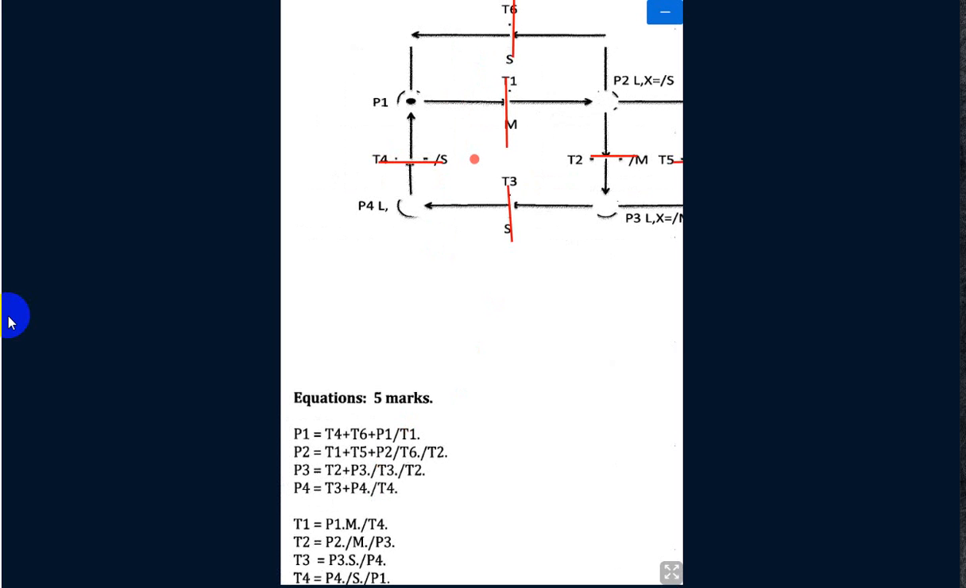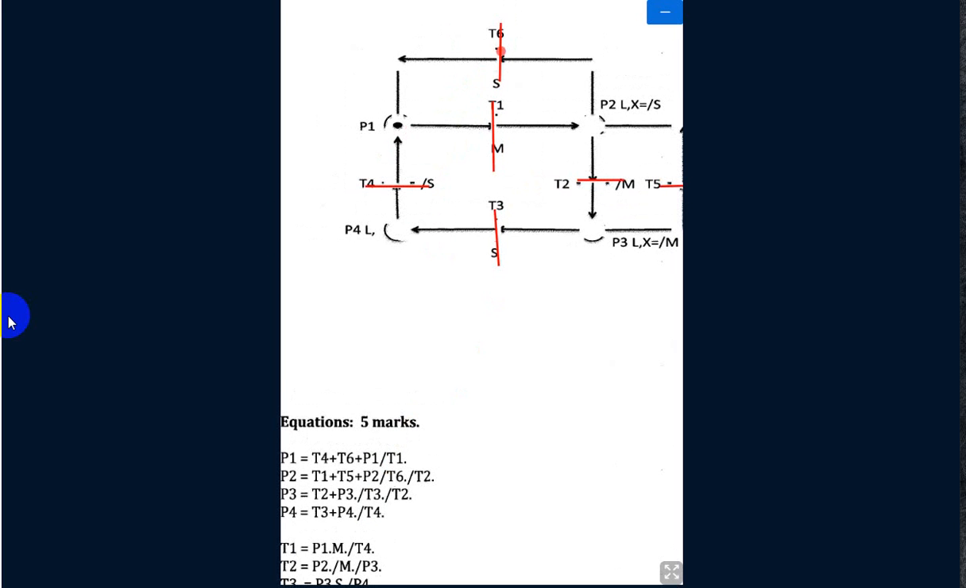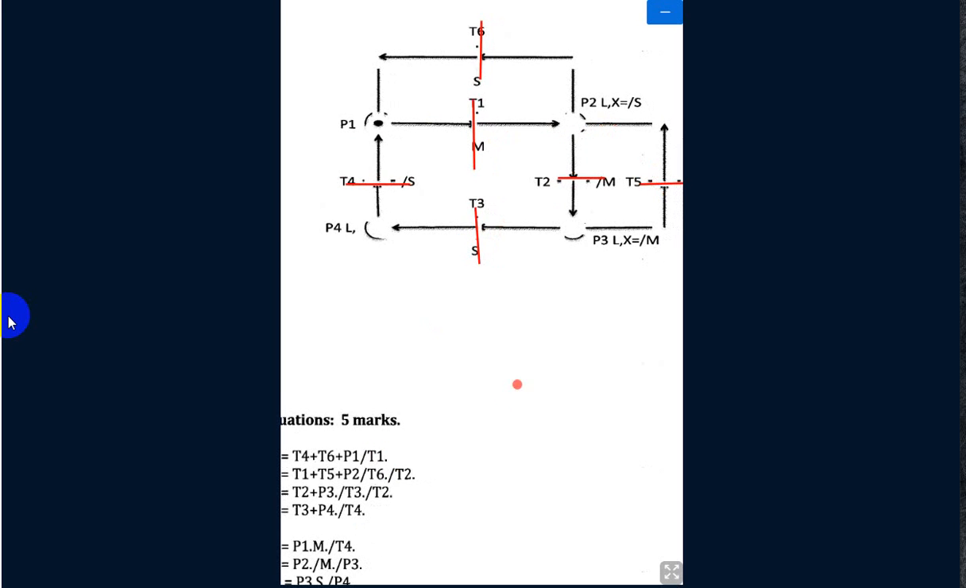For your P1, you're coming from T6 and T4. So it's T4 or T6, or with P1, then going out is T1 bar. This is very similar to your one hot equation. Then for P2, you're coming from T1 and T5. So you see T1 or T5, or with P2, then going out is T6 bar and T2 bar.